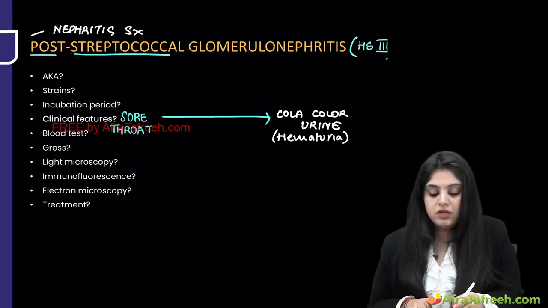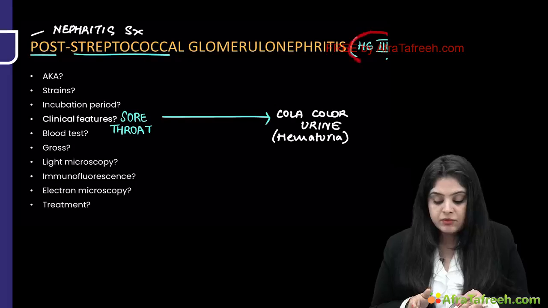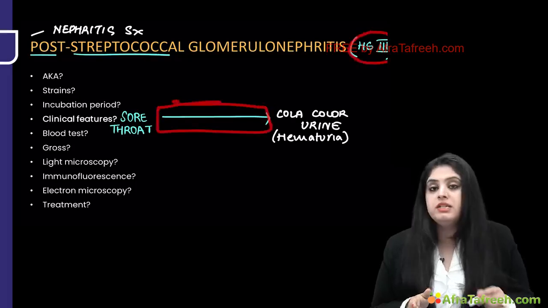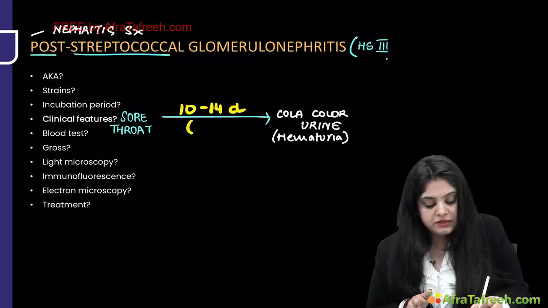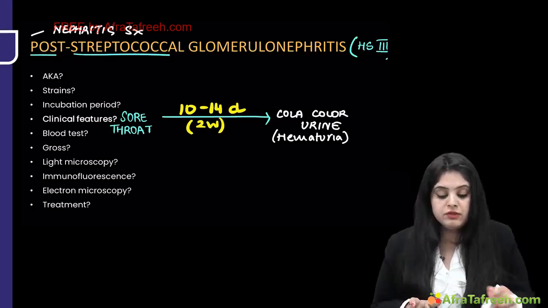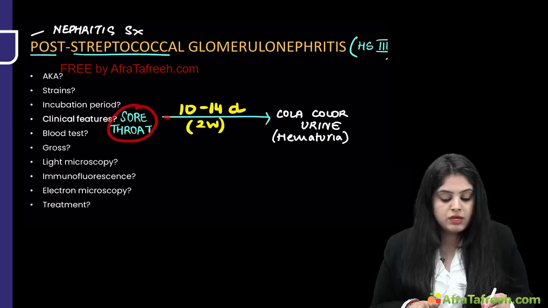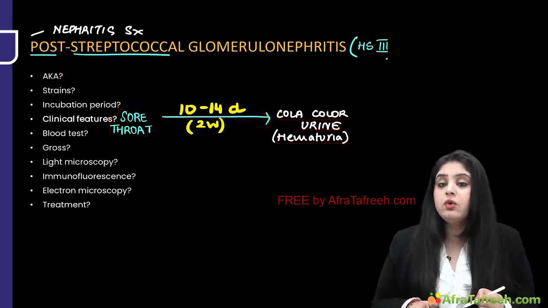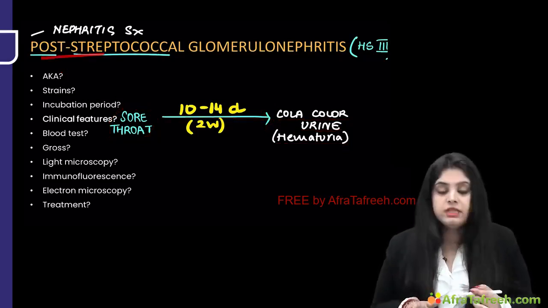I had given you a hint over there and made you practice a question in immunology: any type 3 hypersensitivity reaction takes how many days to manifest? It takes 10 to 14 days to manifest. In simple words, it is 2 weeks. So whenever they give you a history of a child with PSGN, the child had a sore throat, and 2 weeks later the mother is saying that my child is passing blood in the urine, cola color urine, coffee color urine, these kinds of brownish colors, you are dealing with PSGN.